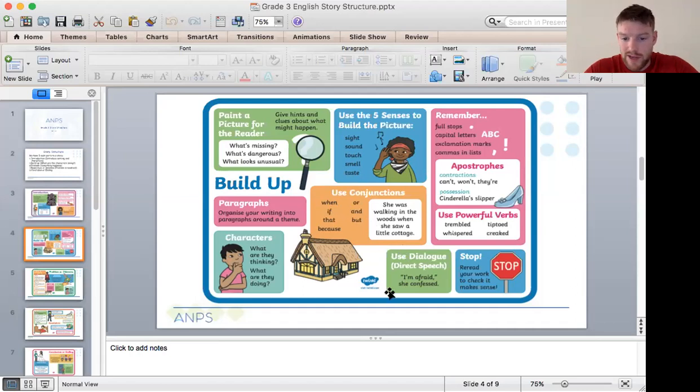We can also use dialogue, which is direct speech. "I'm afraid," she confessed. So again, here we're showing the character's feelings. And throughout the story, remember guys, full stops, capital letters, exclamation marks, and commas in lists. So that's part 2. Basically, in summary, what are the characters doing? What are they thinking? How are they feeling?